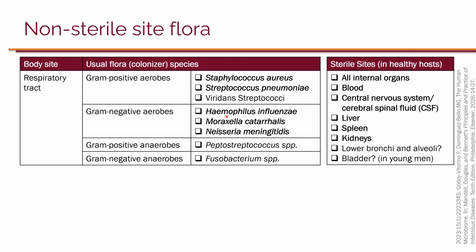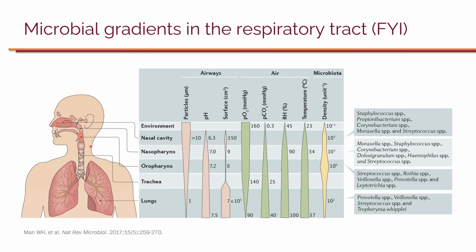Some of the gram-negatives include Haemophilus influenzae, Moraxella catarrhalis, Neisseria meningitidis, Peptostreptococcus, and Fusobacterium. And again, the presence of these organisms doesn't necessarily mean an infection. They are part of the lung microbiome, but when you do develop a respiratory infection, these are the organisms that might be causing them. So here's a look at the respiratory tract. So you can see that at the nasal. Again, this picture is an FYI, but you can see that there are major changes throughout the respiratory tract.